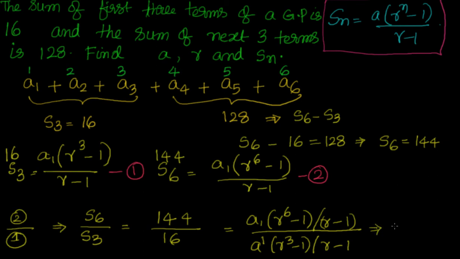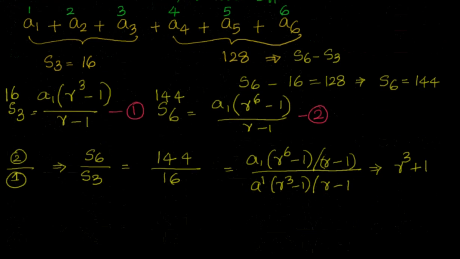If you simplify this, you will just get r cube plus 1. Nothing else, because r minus 1 cancels, a1 cancels. This is in the form of a square minus b square divided by a minus b. Here a is r cube. So your answer is a plus b, that's nothing but equal to r cube plus 1.